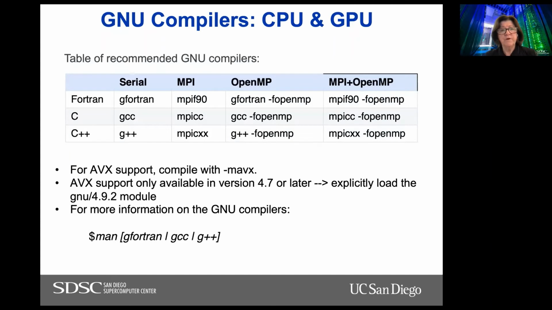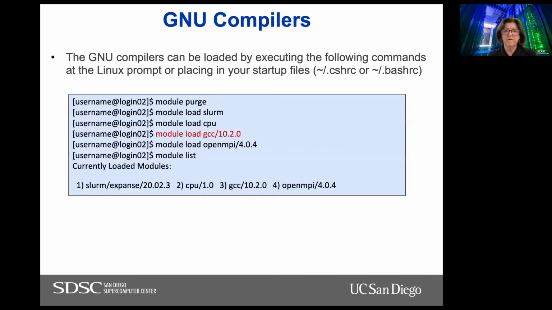For GNU compilers, it's very similar. These are probably more familiar to everybody, but just make sure when you're running an environment and loading the libraries that you're loading all the GNU versions if you're working with GNU or Intel or AOCC. And here's an example of loading in a GNU environment. Notice I'm always purging, loading Slurm so I can run jobs, and then loading CPU, and then I get more customized.